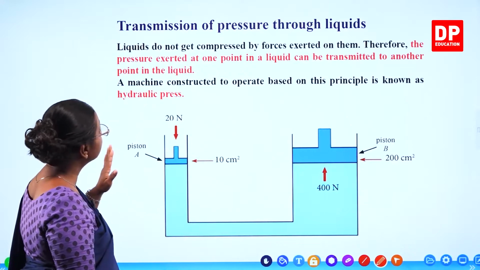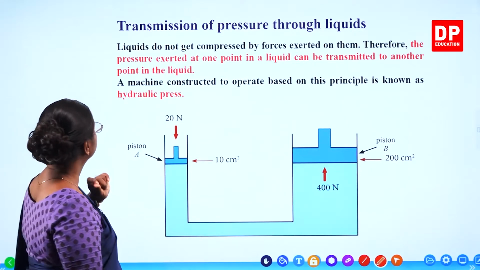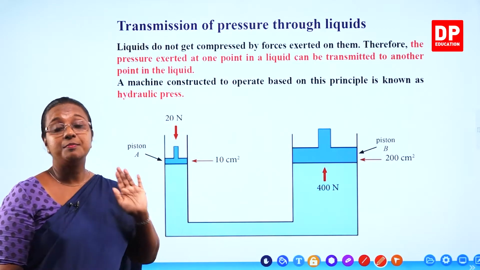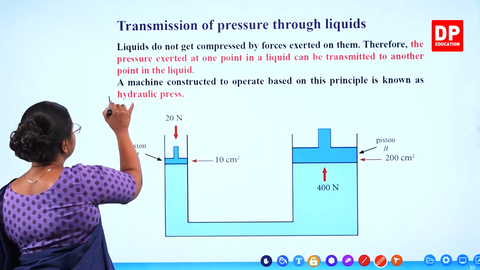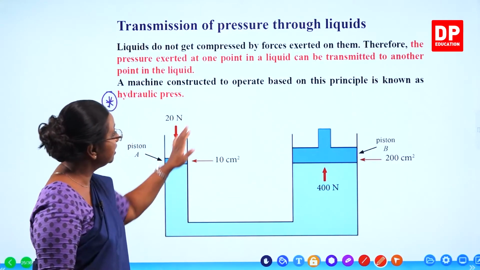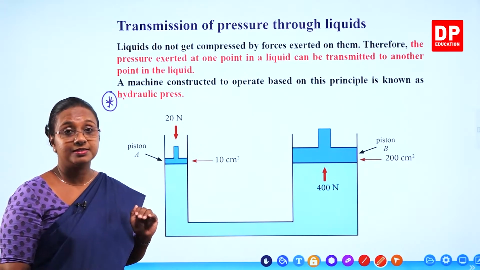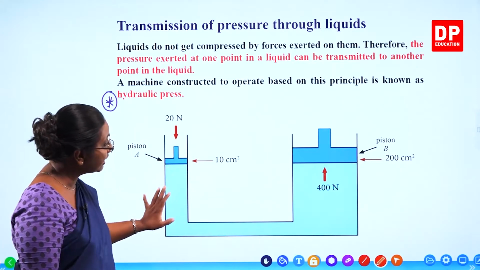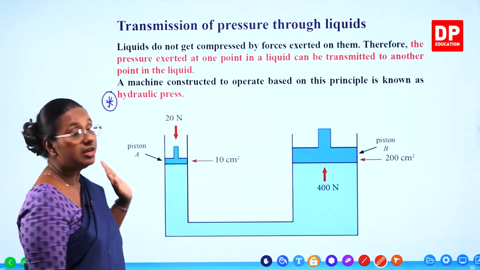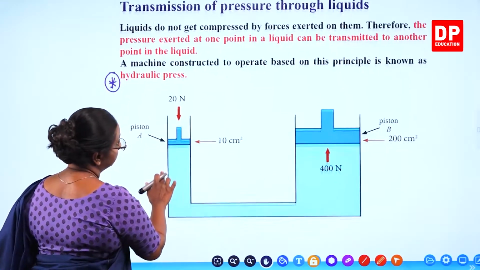A machine constructed to operate based on this principle is known as a hydraulic press. You have to remember this term. Hydraulic press is the machine that uses transmission of pressure through liquids. So this is a diagrammatic representation of a hydraulic press. Now look at this diagram properly.